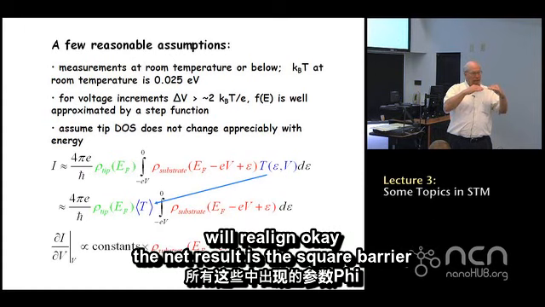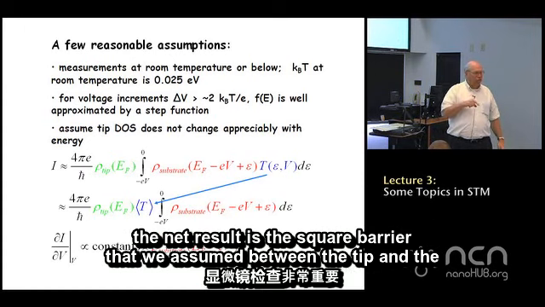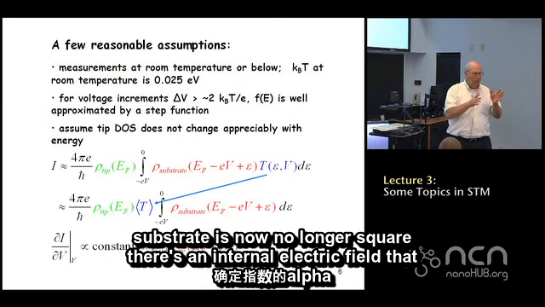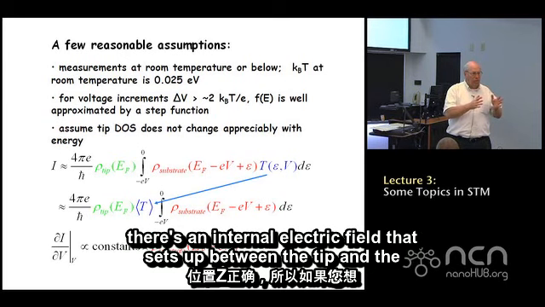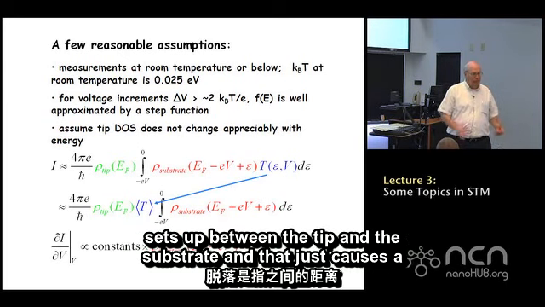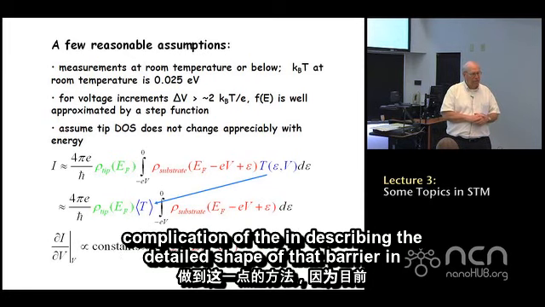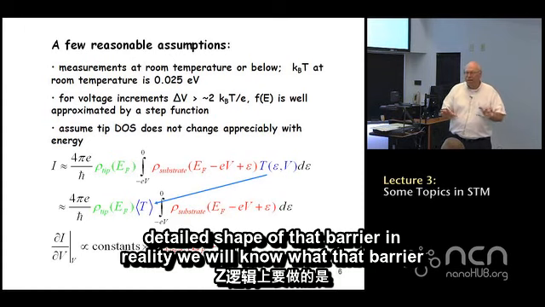Okay? The net result is the square barrier that we assume between the tip and the substrate is now no longer square. There's an internal electric field that sets up between the tip and the substrate. And that just causes a complication in describing the detailed shape of that barrier. In reality, we don't know what that barrier looks like.